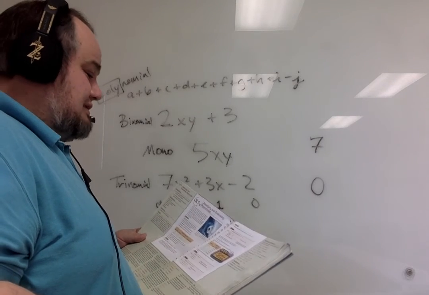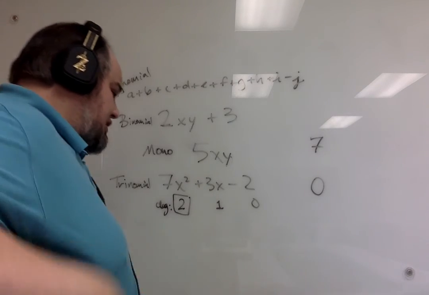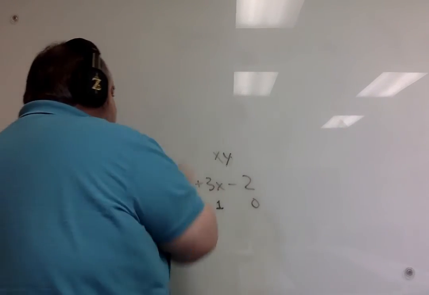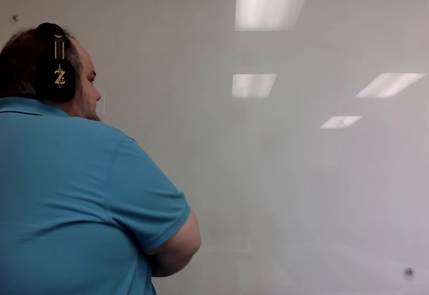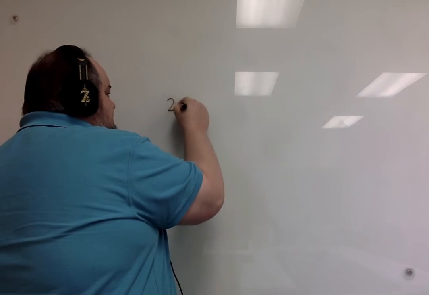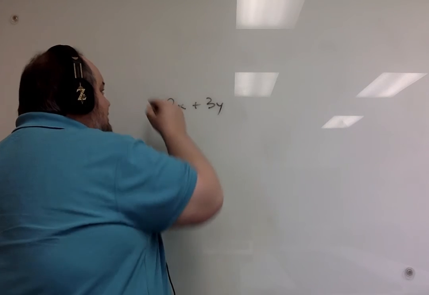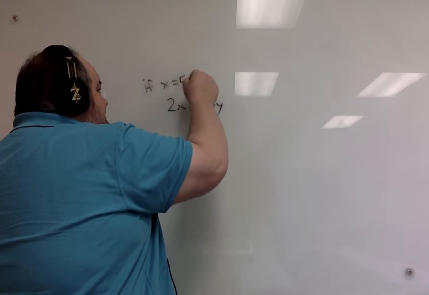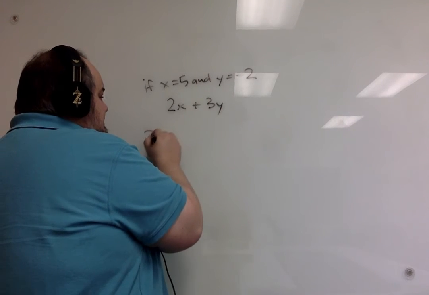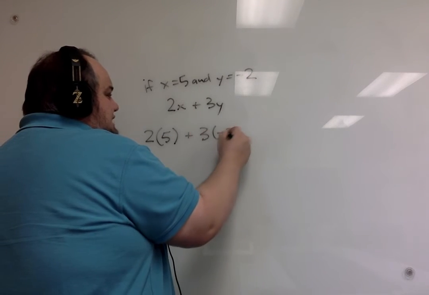Alright, so that's as much as you need to know about classifying polynomials. Now let's talk about evaluating polynomials. Evaluating polynomials means that you are taking a polynomial and then substituting numbers in for the letters. So let's say we had 2x plus 3y. And we want to find out what's the value of 2x plus 3y if x equals 5 and y equals negative 2. Well, we would substitute in 2 times 5, because x is 5, and 3 times negative 2.